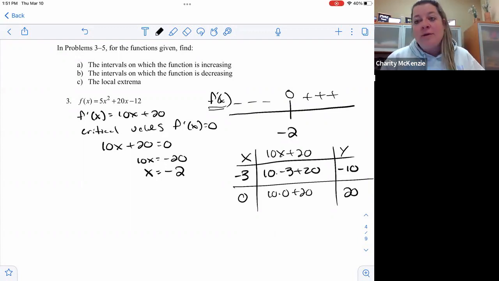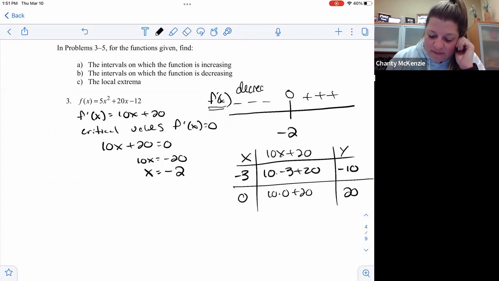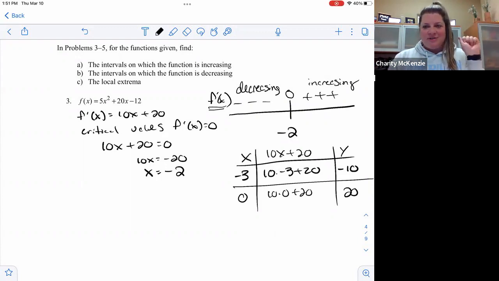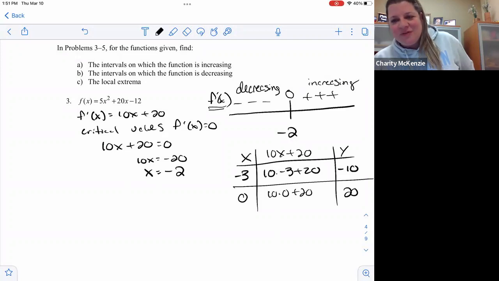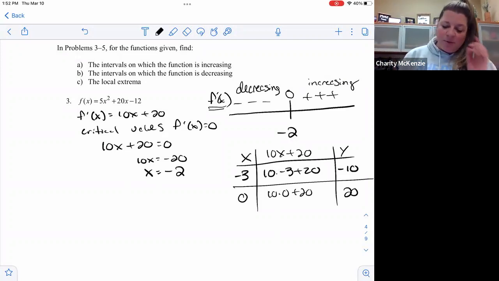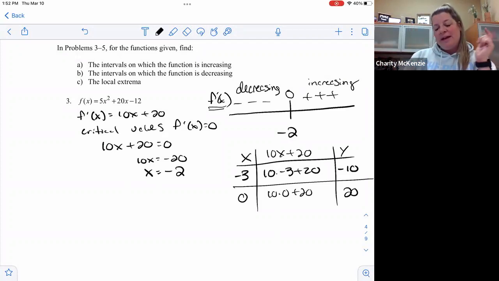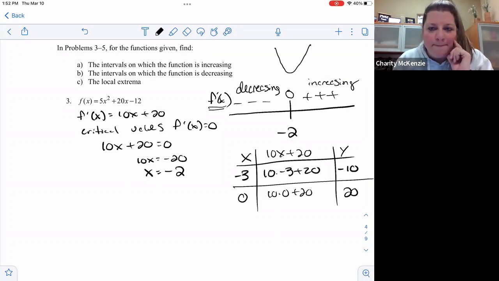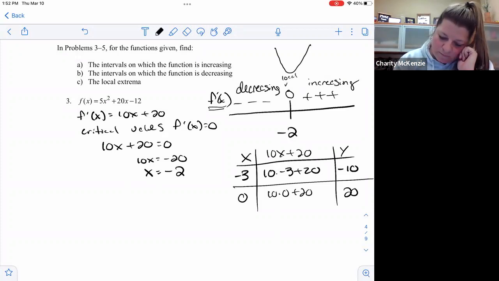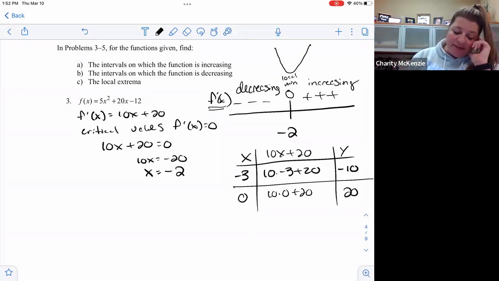And remember, negative is where the original function is decreasing. So the original function is decreasing here, and the original function is increasing here, because our derivative tells us stuff about the original. That's what it does. So we always have to talk about the original function. Okay, so we have decreasing, then increasing. So we were down and then back up. Because you were decreasing and then you switch to increasing, it's a local min. It's a minimum value.